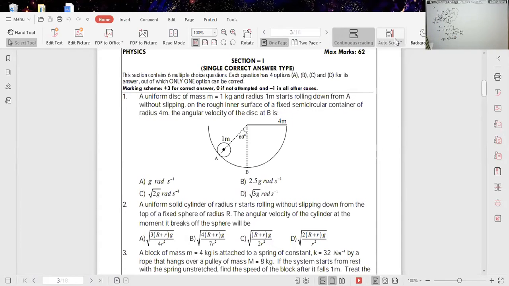Gain in rolling energy means half into moment of inertia of the disk about the central mass. That means small m into small r square into 1 plus r square by k square. What about this? For the disk, moment of inertia about the center of mass is m r square by 2, that is equal to m k square. So k square by r square is equal to 1 by 2, or r square by k square is equal to 2.